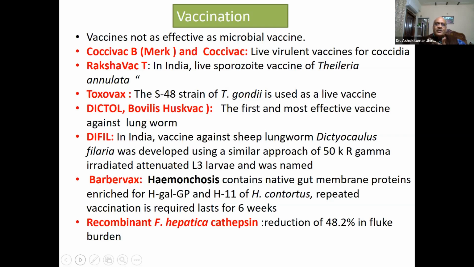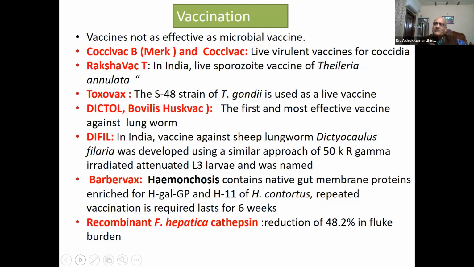Toxovac is used for Toxoplasma gondii, as it is a live vaccine. And the most effective vaccine in the parasitic area is the lungworm vaccine. It is the most effective of the parasitic disease vaccines, so there is an international market. Dictol, Bovilis and Huskvac are the brands used for vaccination against lungworm.